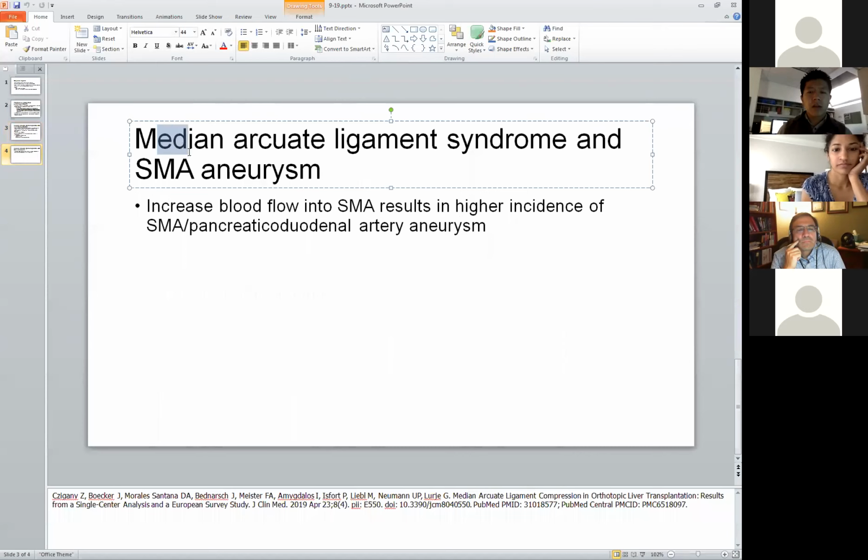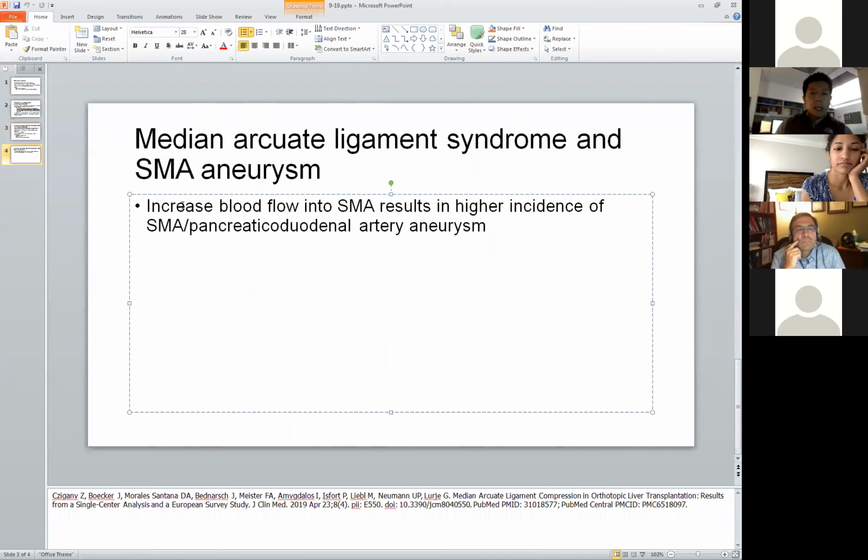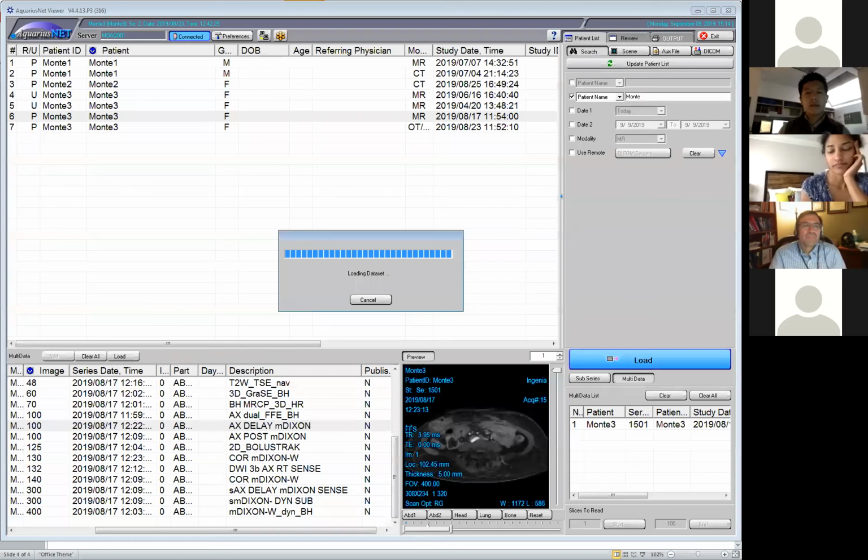And then in general, this condition is associated with increased blood flow into the SMA, and these patients do have a higher incidence of SMA and pancreaticoduodenal artery aneurysms. So let's see if the images showed up. Nope, can't. I don't know. It just broke.